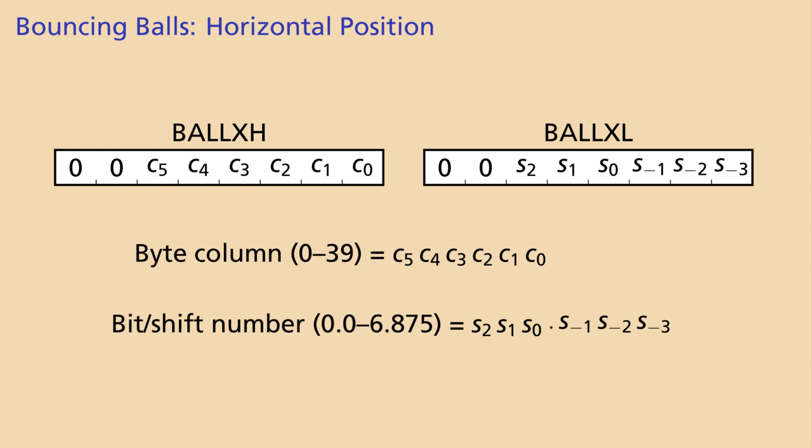I decided to represent the horizontal position of each ball with 2 bytes in tables called ball XL and ball XH. Ball XH contains the byte offset of the ball, which ranges between 0 and 39. Ball XL contains the shift number of the ball times 8. Storing it this way provides 2 advantages. First, the shift number is already multiplied by 8, ready for indexing into the shape tables. Second, the least significant 3 bits allow me to model moving as little as 1/8 of a pixel at a time, which makes the motion smoother.